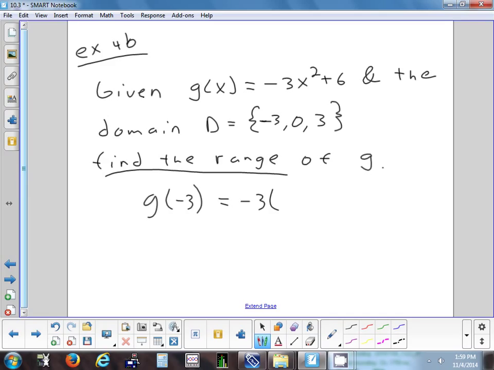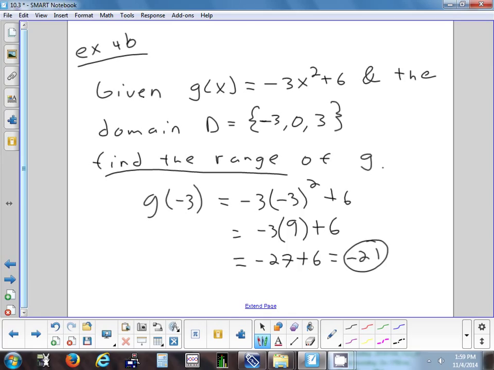Okay, what value are we plugging in? Negative 3. Okay, what's negative 3 squared? No. Negative 3 times negative 3. It's 9. Positive. Okay, what's negative 3 times 9? Negative 27. Now be careful, what's negative 27 plus 6? Negative 21. Okay, what value should we do next?